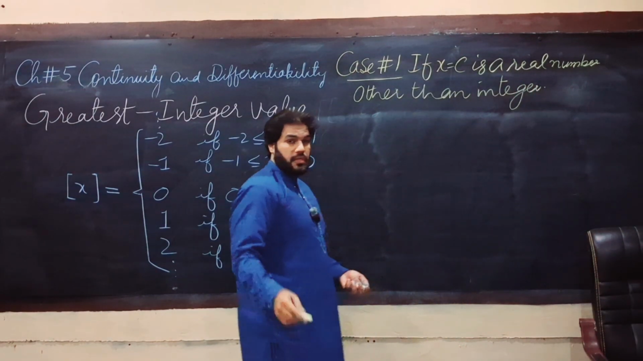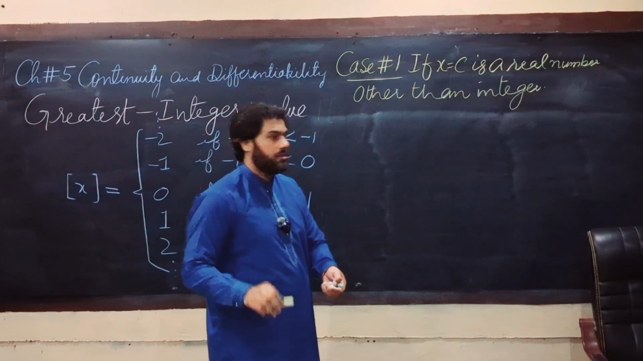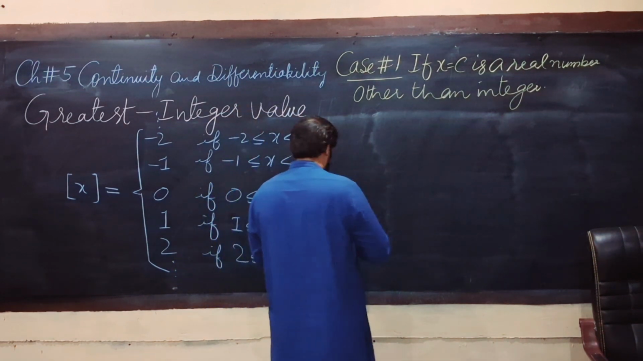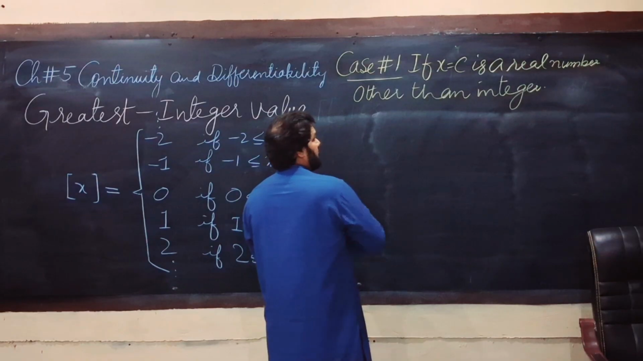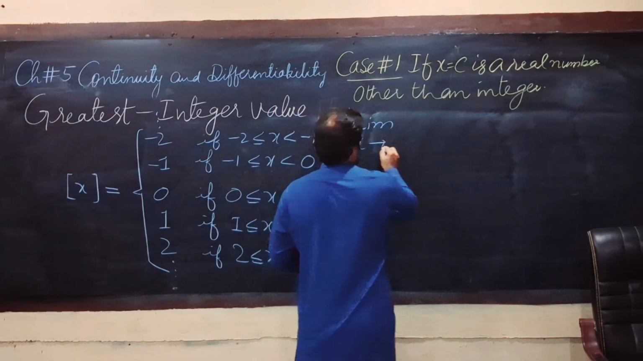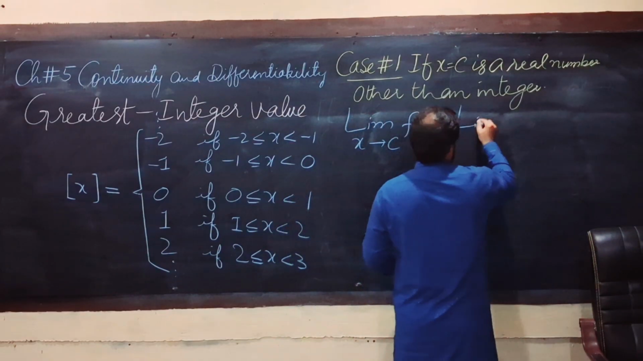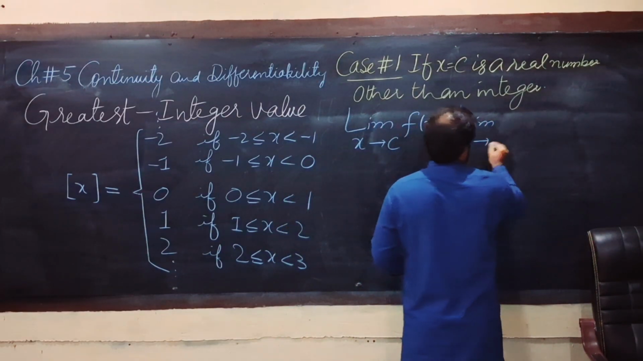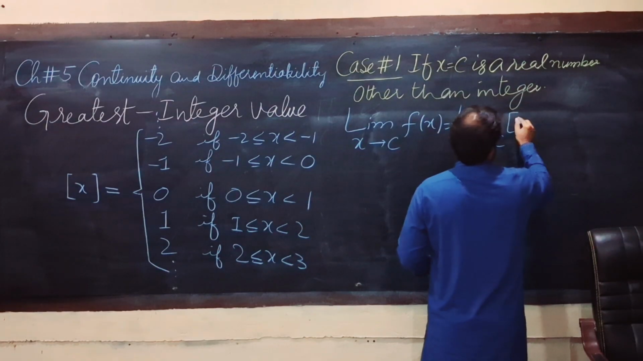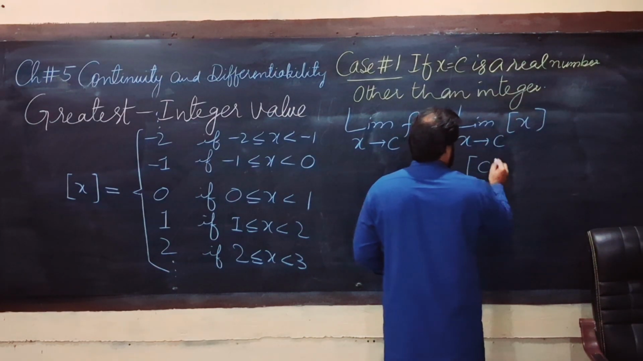In this case, if you find either its left or right limit in both directions, its limit as x approaches c of f(x) is equal to the limit as x approaches c of the bracket value of x, which is equal to the bracket value of c.